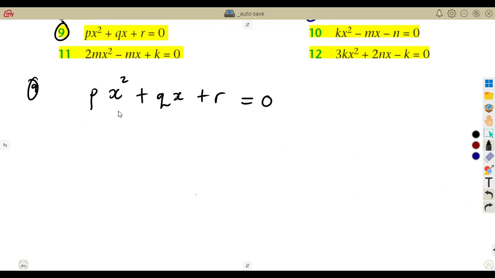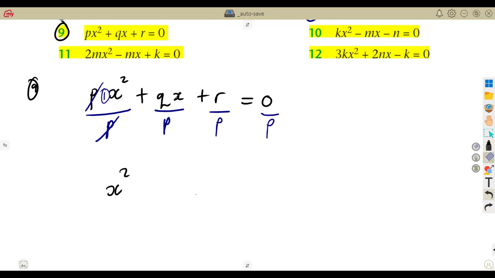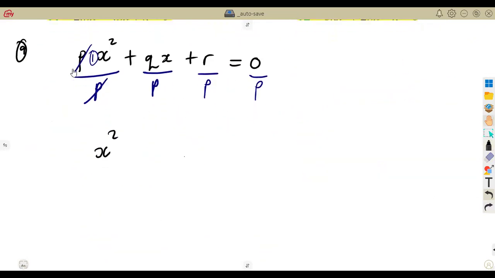So first things first, the coefficient of x squared must be 1. There we've got a P. So how can we make this to be 1? Divide by P. So we have to divide by P. Each and every coefficient of x squared becomes what? A 1. We must have this as x squared, not minus x squared, not 2x squared, x squared. Here we're going to divide by 2, we're going to divide by 3, because we do not have x squared. There's a number that is there. In this case, we've got what? P. So we divide by P. So that was going to give us x squared.